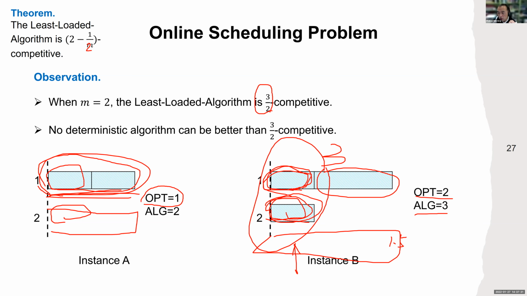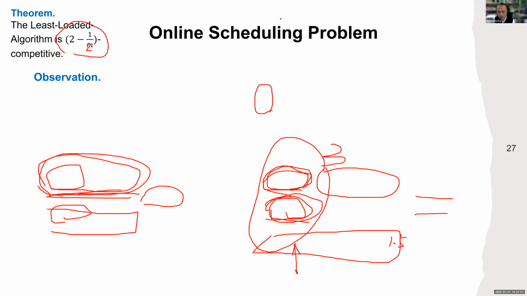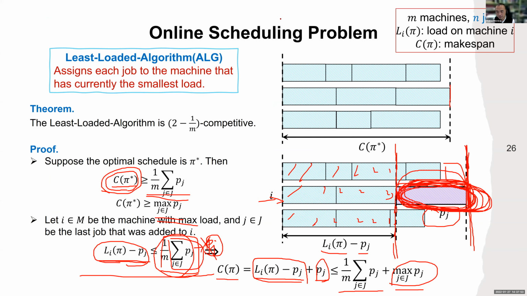Okay. So Jiang Huan is asking why 2 minus 1 over m competitive. This is proved in the previous slide about the upper bound. So I will not go back for now. Okay, so it's in the previous one. The upper bound is already proved in the previous slide. Yeah, so I will not elaborate on that. Maybe after the session.